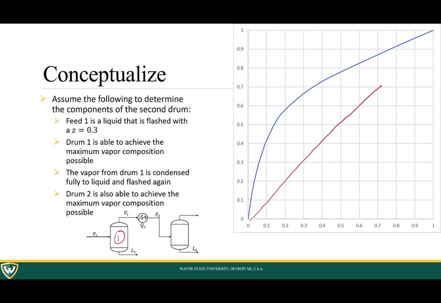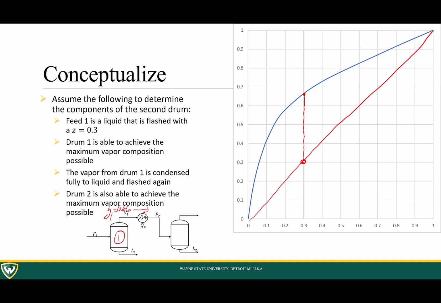We draw our y equals x line. In order to figure out the composition of the first drum, we would go to z equals 0.3, about right there. Since I said that we're assuming it is the maximum vapor composition possible, we would go all the way up here and right there. So from drum 1, if we assume that we're achieving the maximum concentration of vapor, which is unrealistic because the slope is infinity, then we would get that y1 is approximately 0.66.